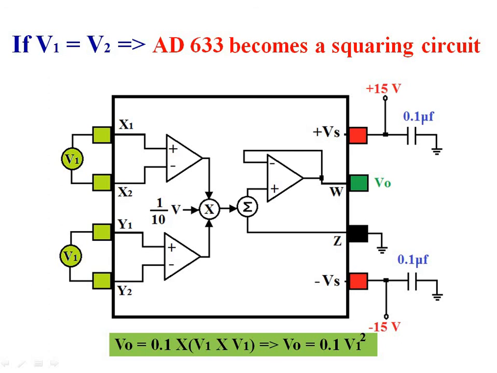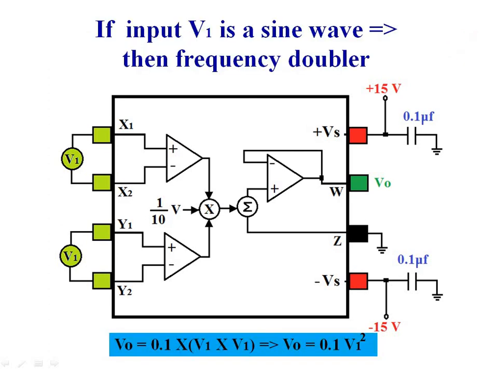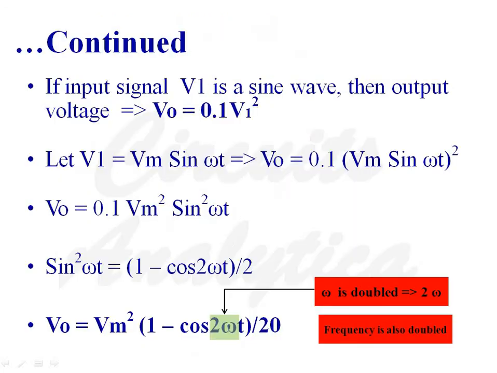If V1 is equal to V2, AD633 becomes a squaring circuit. V0 is equal to 0.1 into V1 into V1. So V0 is equal to 0.1 V1 square. If input V1 is a sine wave, then this becomes a frequency doubler. Output voltage V0 is equal to 0.1 V1 square.